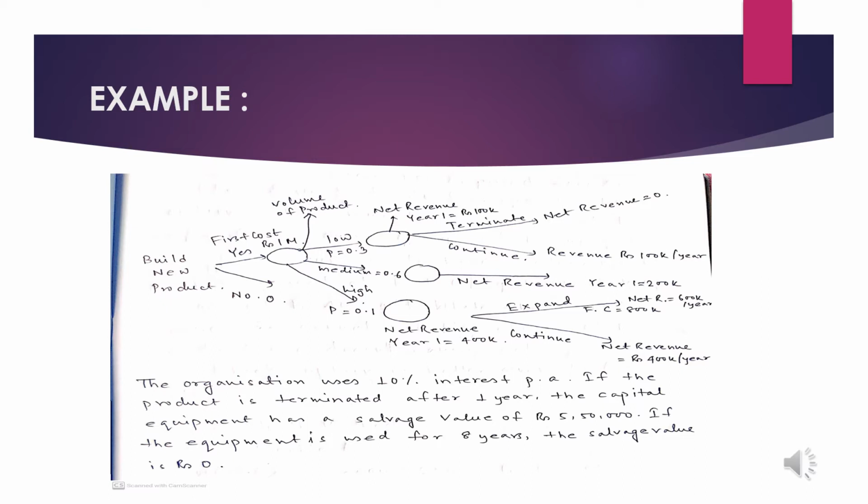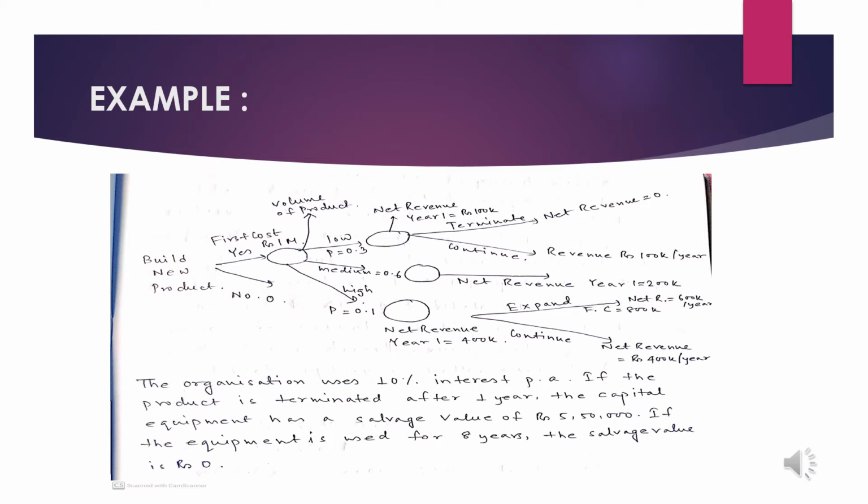The organization needs to take a decision whether to build a new product or not. If yes, the product needs to be built, the first cost is nearly 1 million rupees. And if the organization doesn't build the new product, the cost is 0. When the organization decides to build the new product and the first cost of 1 million has been invested, the volume of production next comes into account.